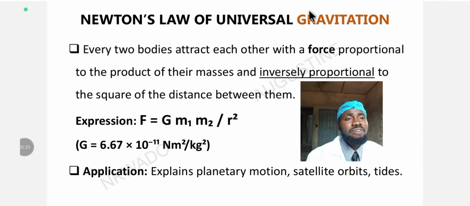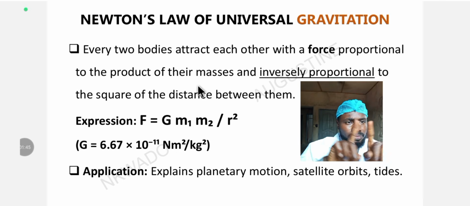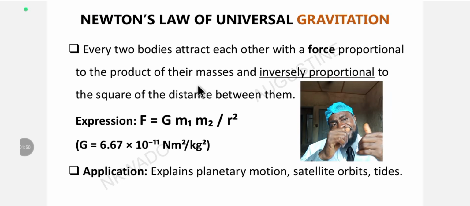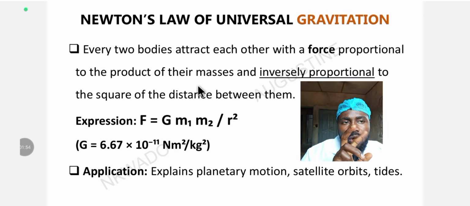Newton's law of gravitation. What does this law state? The law states that every two bodies attract each other with a force proportional to the product of their masses and inversely proportional to the square of their distance apart. So the force of attraction between two masses, according to Newton's law of gravitation, is directly proportional to the product of their masses and inversely proportional to the square of their distance apart.